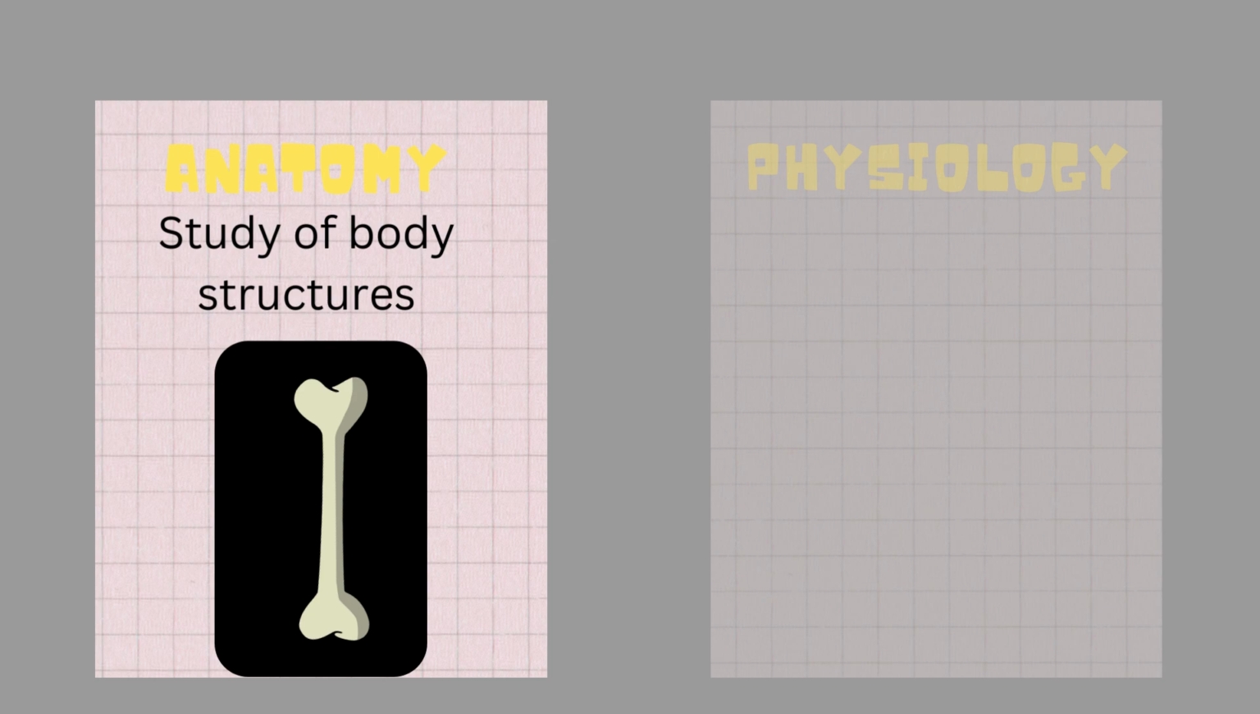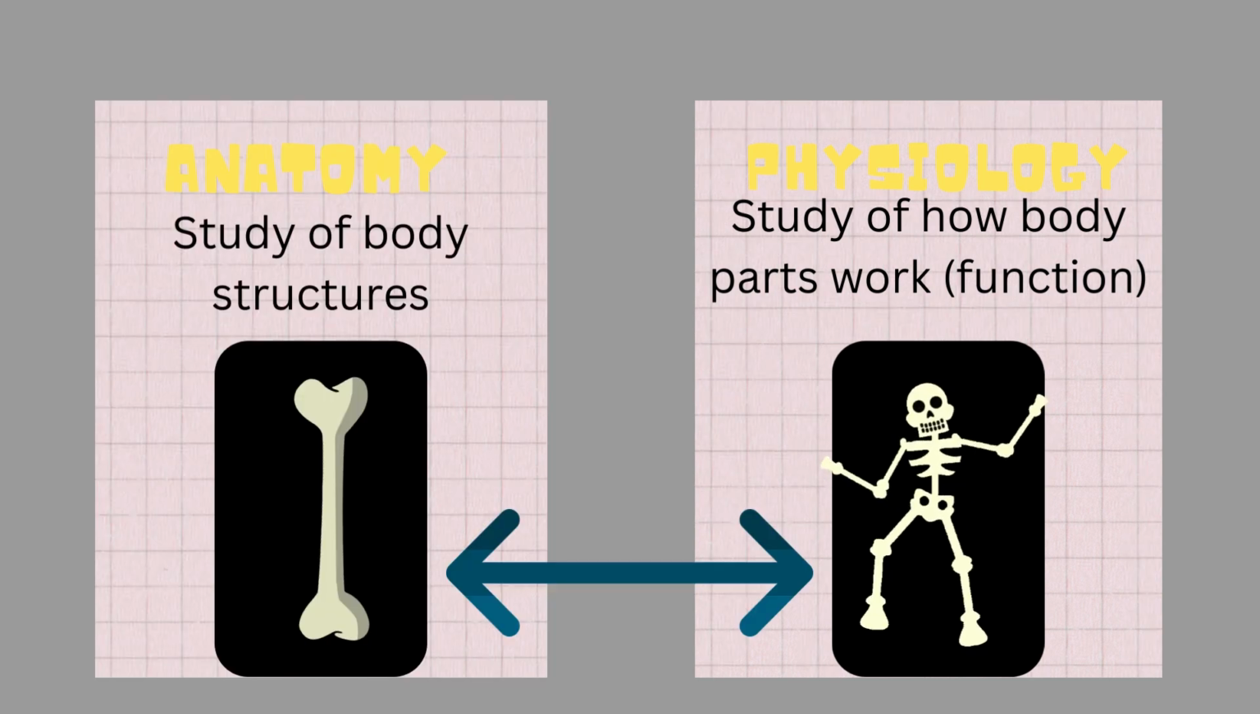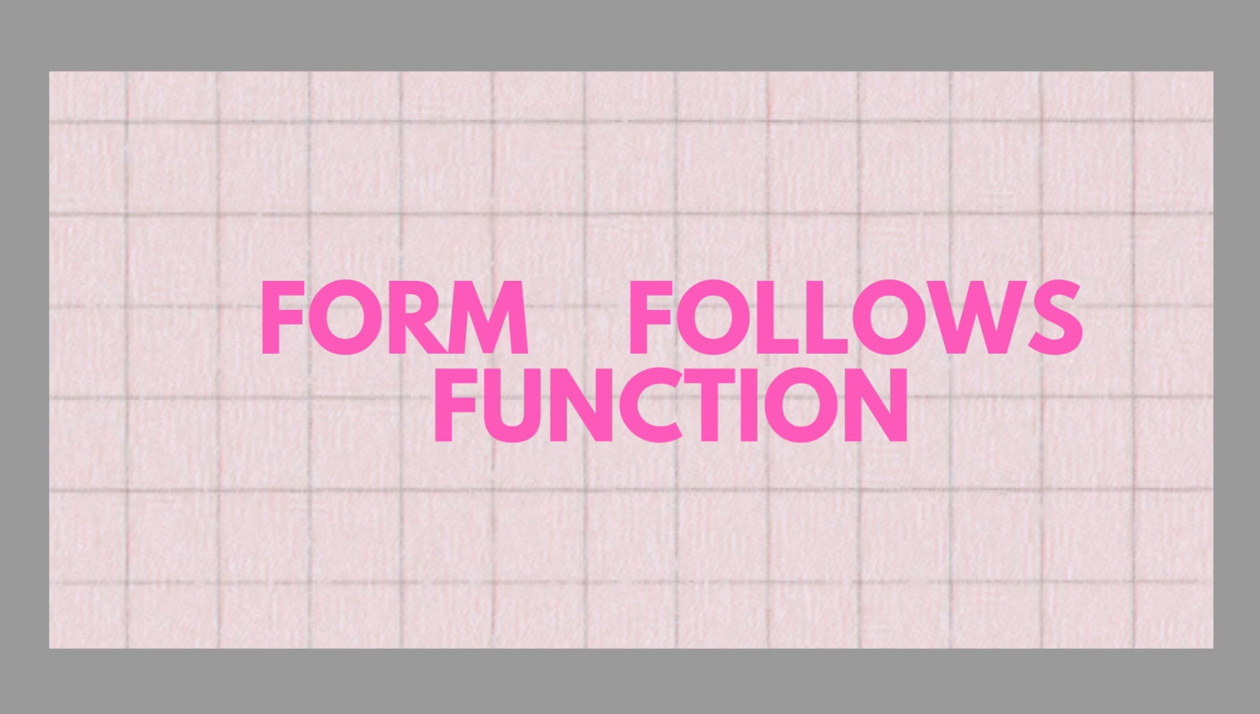Anatomy is the study of body structures, whereas physiology is the study of how the body parts work or function. Anatomy and physiology are related to one another. We often say form follows function, meaning a body part's structure or anatomy is determined by what the body part's action or physiology is.